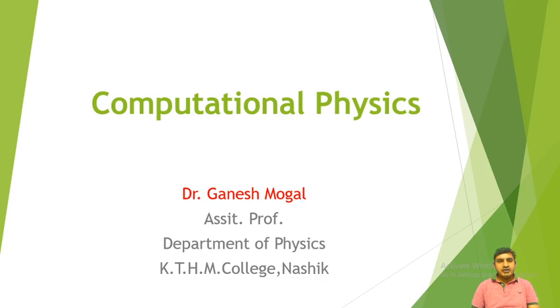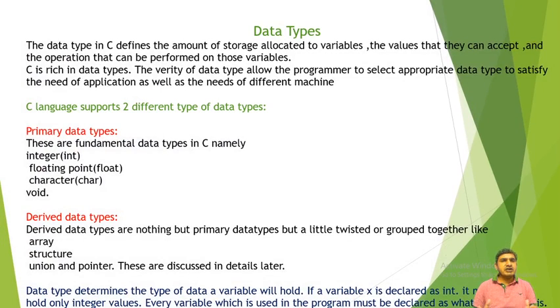Welcome. Dear student, in this lecture we have to see different data types. Data type is the amount of storage allocated to the variable. The variables may be integer, float, or character. And if we consider the derived data types, we can use array and pointer. Now, so we have to consider data type.